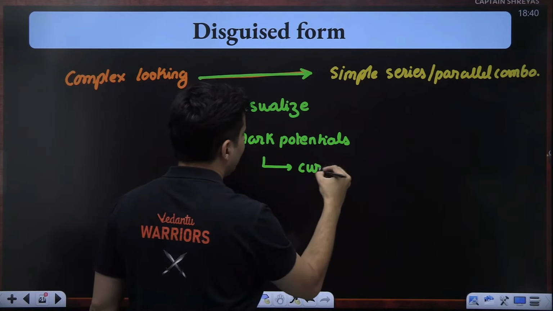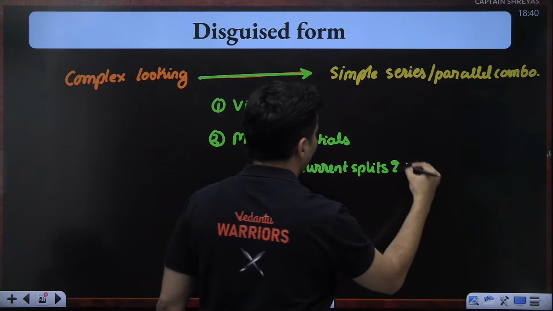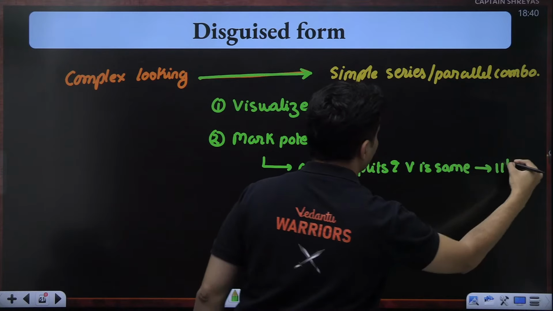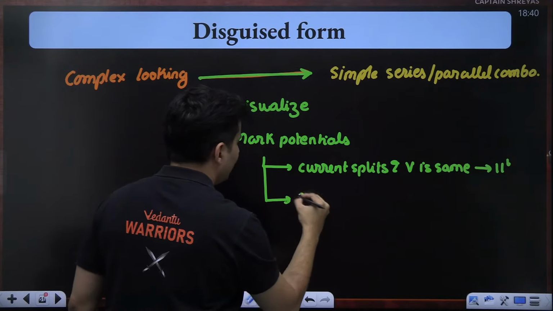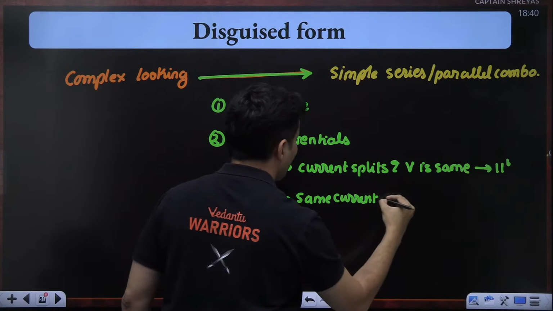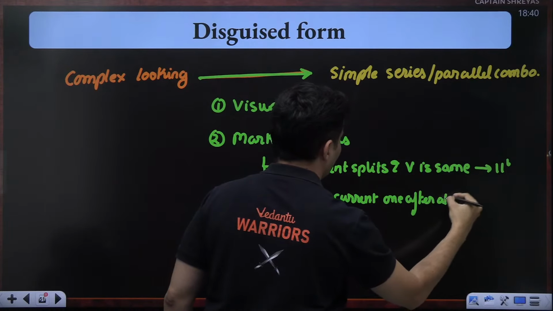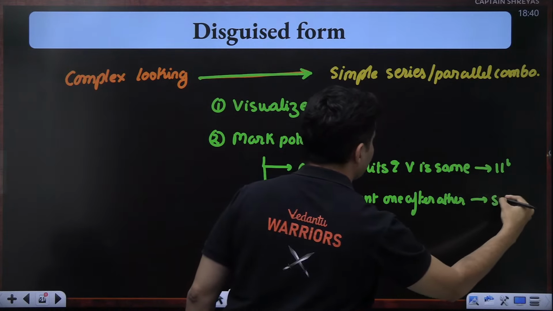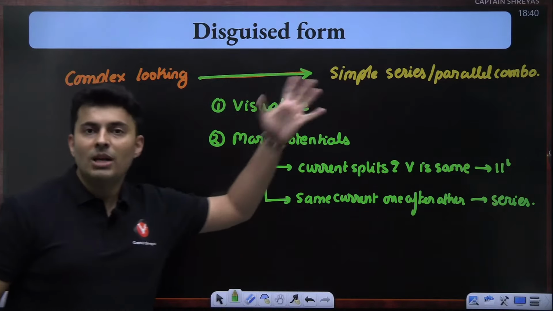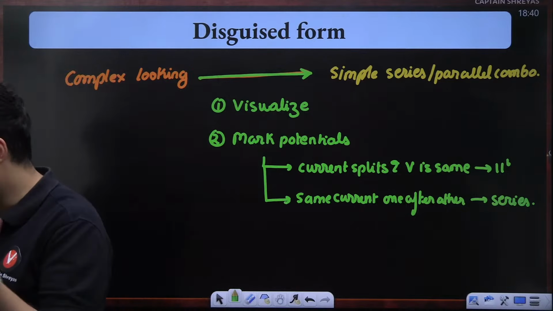See, if the current splits, and the voltage is the same, then 100% it is in parallel. But if the same current flows one after the other, then it is in series. Usually this is easier. Visualization depends from person to person. Somebody might find it easy, somebody might find it difficult. That's all I would say.